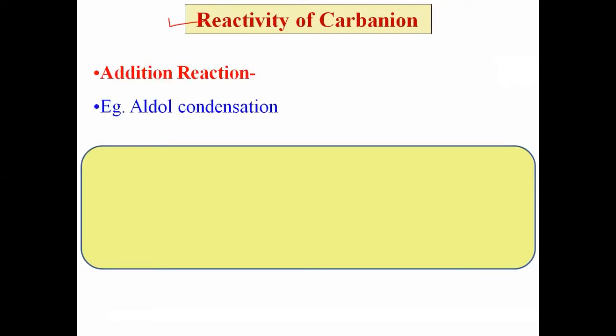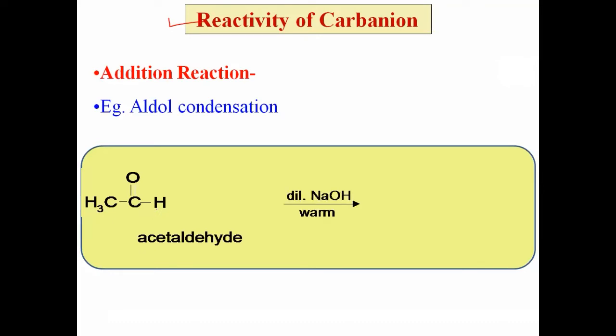Let us see the first example, a very simple example. What is meant by aldol condensation? Suppose this is an aldehyde, CH3CHO. It is an example of an aldehyde; the name of this compound is acetaldehyde. When it is treated with base, suppose it is warmed with dilute alkali, dilute NaOH, then it undergoes self-condensation.